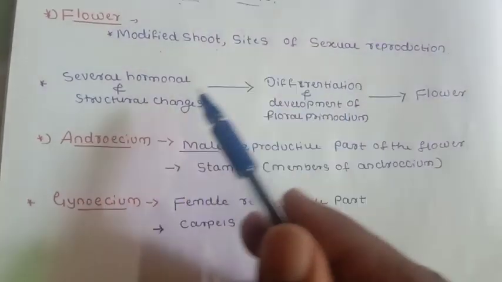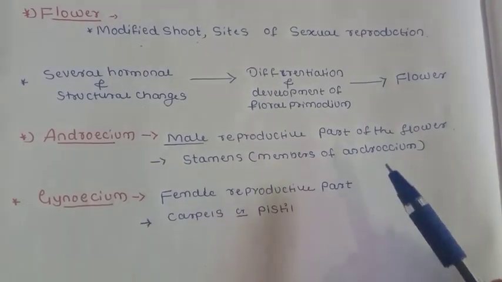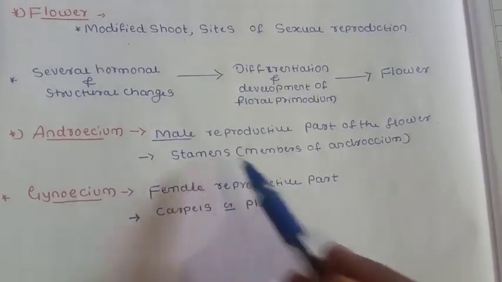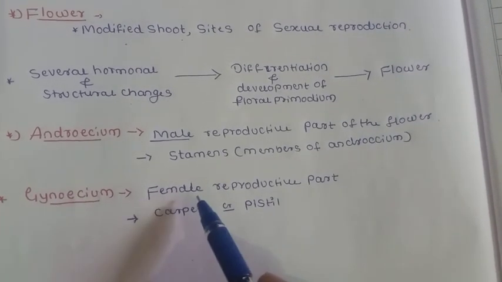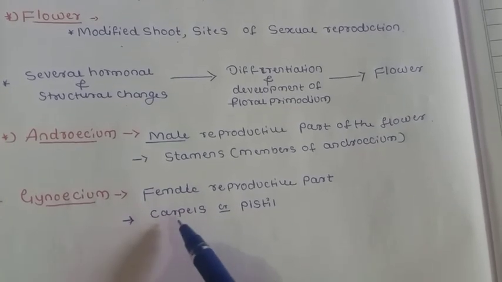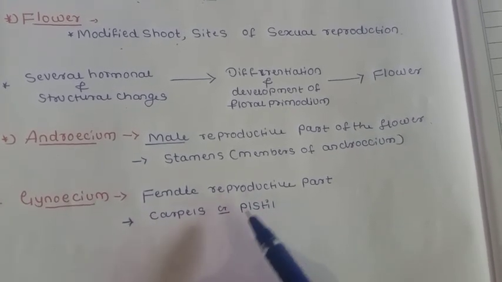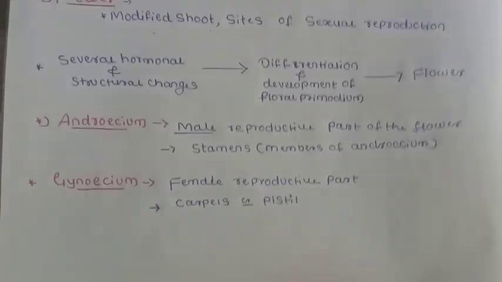And we already know that the androecium is the male reproductive part of the flower and the members of the androecium are stamens. Next, the gynoecium is the female reproductive part of the flower. The members of the gynoecium are called carpels or pistils. Okay, androecium ಗಂಡು ಭಾಗ ಆಗಿರುತ್ತೆ, gynoecium ಹೆಣ್ಣು ಭಾಗ ಆಗಿರುತ್ತದೆ.